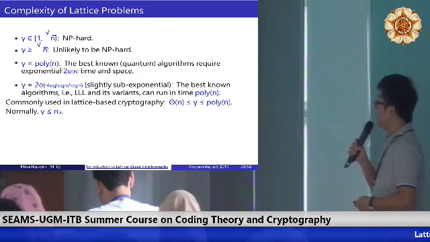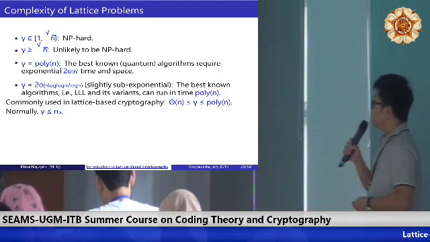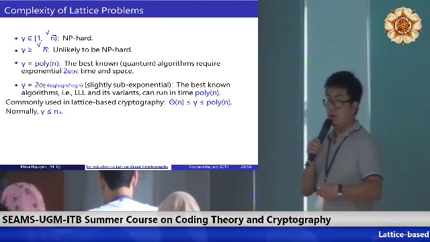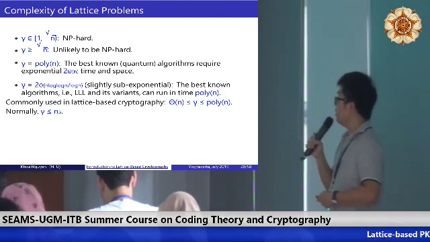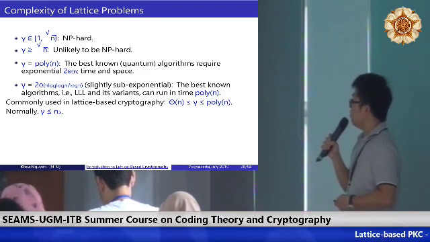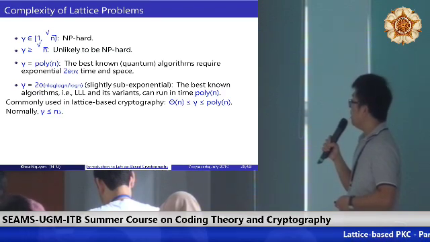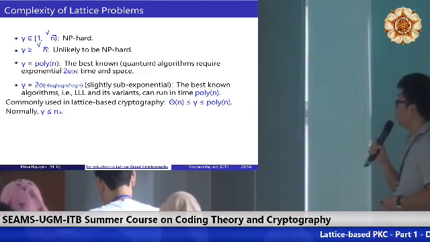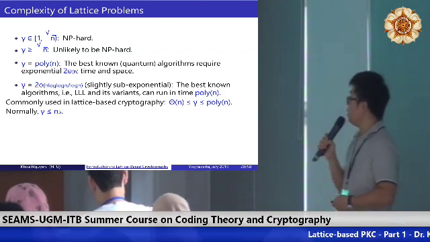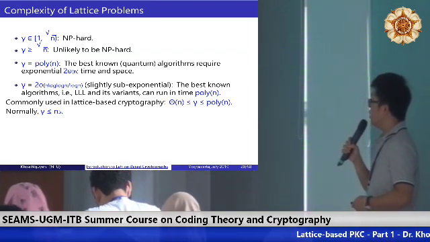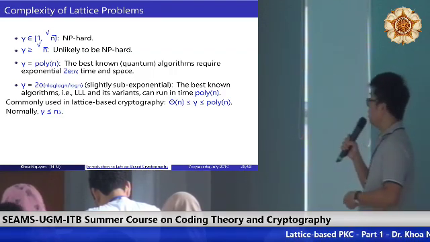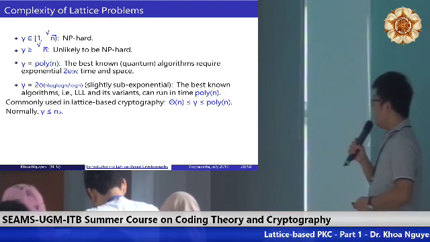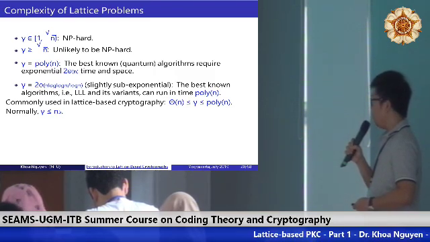For gamma larger than square root of n, the problems are unlikely to be NP-hard, so they are slightly easier. And for gamma which is polynomial in n, the dimension of the lattice, the best known algorithms, even quantum algorithms, require exponential time and space in the dimension. Here we use the notation 2 to the theta of n to denote exponential time and space. So the problem still remains hard for polynomial gamma.